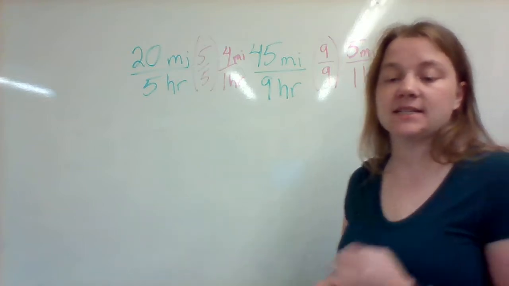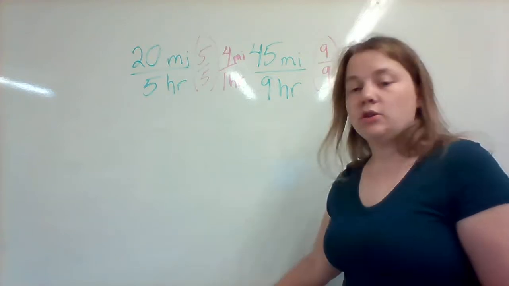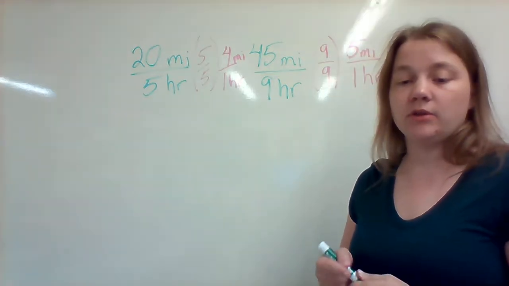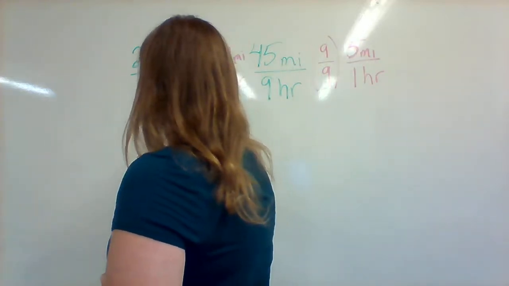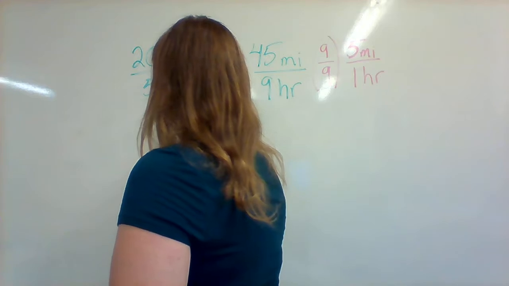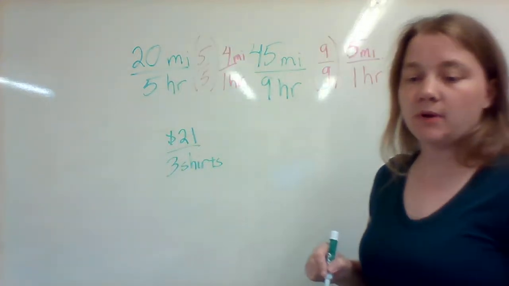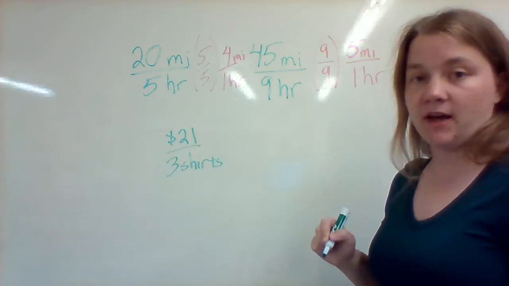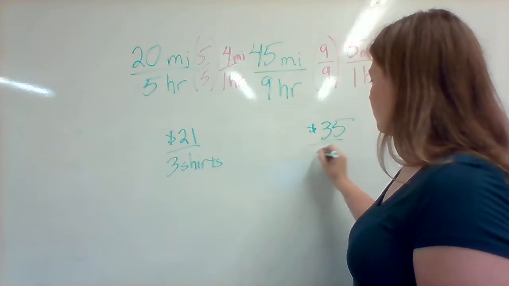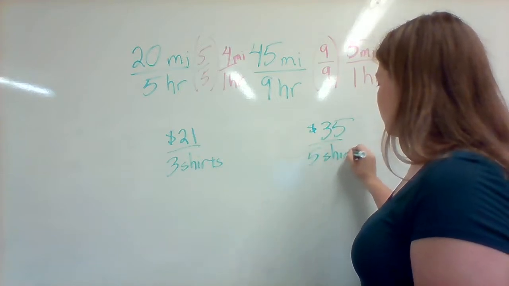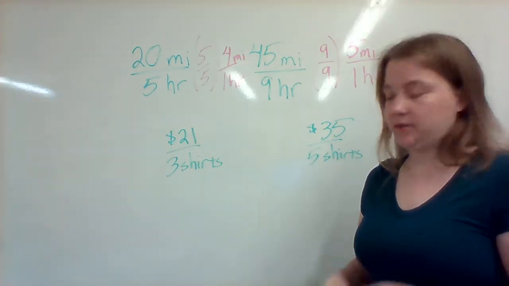Let's look at a second example of this. Let's go shopping, and let's go shopping for some shirts. You have 2 options at the store. You can either spend $21 on 3 shirts, or you have the option of spending $35 on 5 shirts. Now what we want to know is which is the better deal to take.